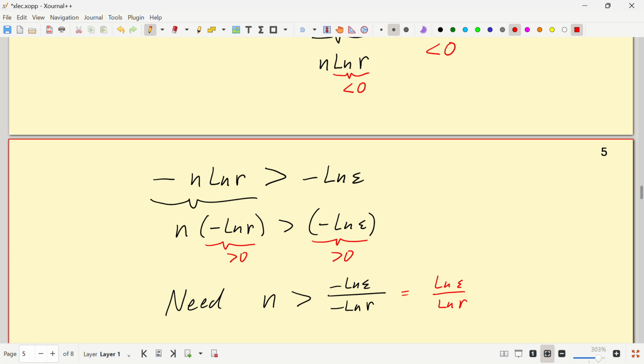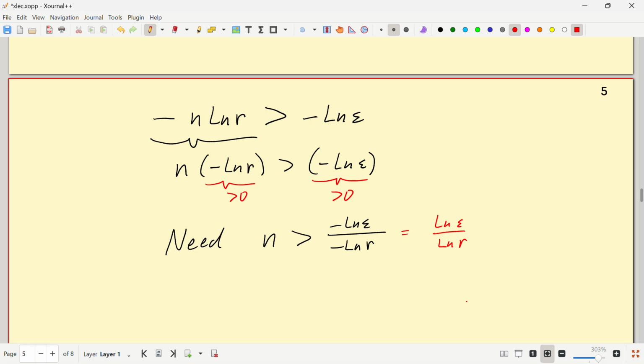Okay, so I take my capital N to be the first one. And then I can go backwards and get the inequality I want. So that shows that r to the n goes to 0. Questions about that?